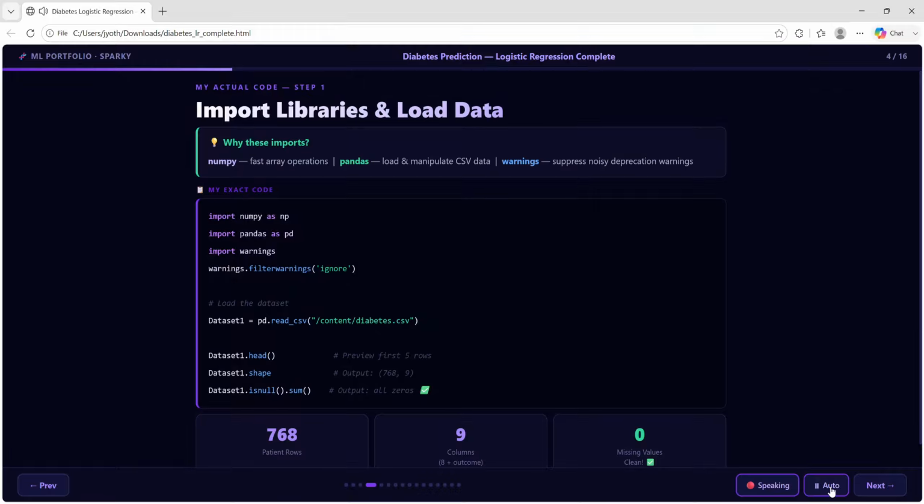Now my actual code. Step 1. I import NumPy as np and Pandas as pd, filter warnings to keep the notebook clean, then load the diabetes CSV from Google Colab using Pandas read_csv. I call head to preview 5 rows, shape gives me 768 rows and 9 columns, and isnull().sum() confirms 0 missing values. This dataset is perfectly clean.